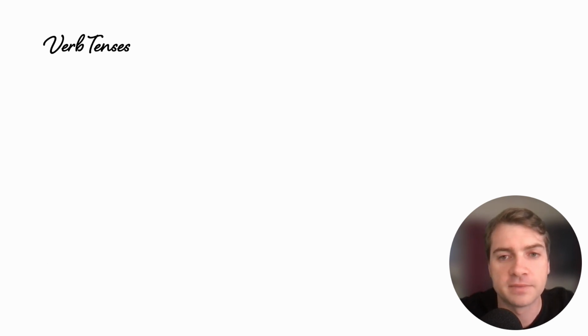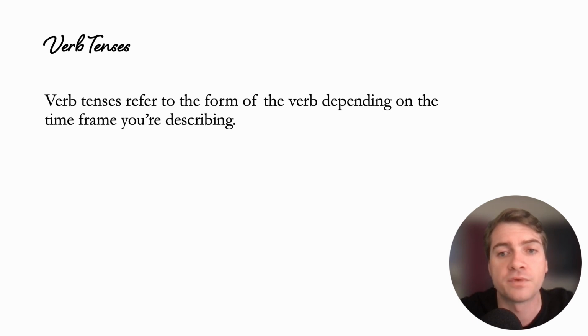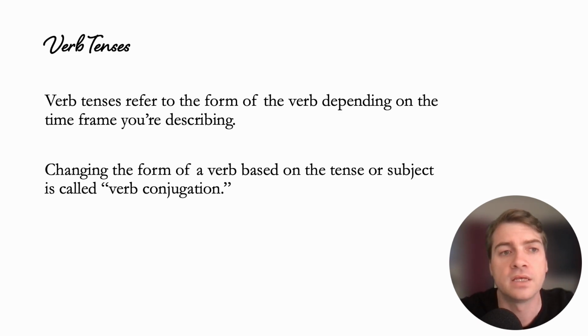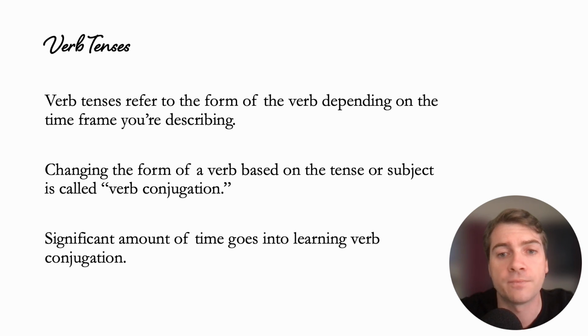Oh, the evil verb tenses. Okay, just kidding. They're not that bad, but they can be a little bit tricky in English, especially for people who come from languages that are more what we call tenseless, okay? So verb tenses refer to the form of the verb that we need to use depending on the time frame that we are describing, okay? So changing the form of a verb based on the tense or the subject in the sentence is called verb conjugation, all right?